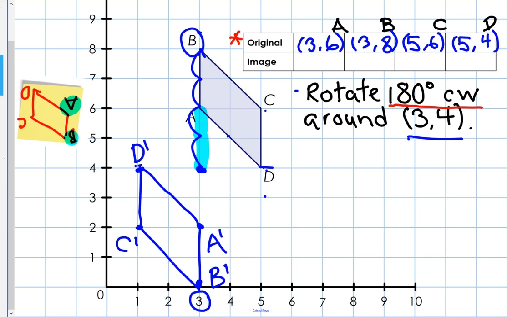Now, pause the video and record the ordered pairs for our new image. Unpause the video to check your answers. Check your answers now.